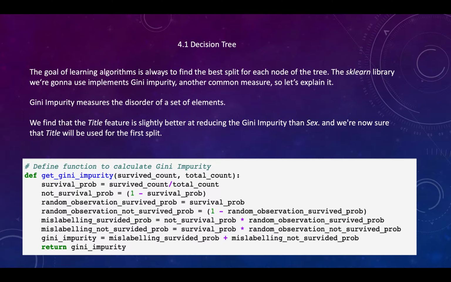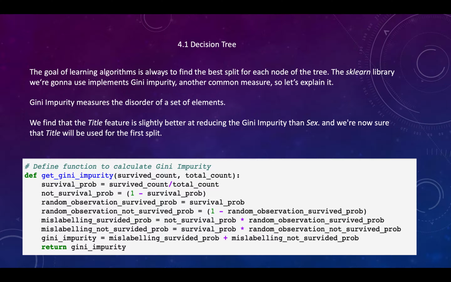So we are going to use the method called Gini impurity to calculate. Gini impurity measures the disorder of a set of elements. After calculating the Gini impurity, we find that the title feature is slightly better at reducing Gini impurity than sex. Then we are going to use the title as the first split.